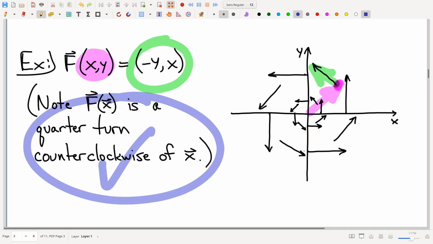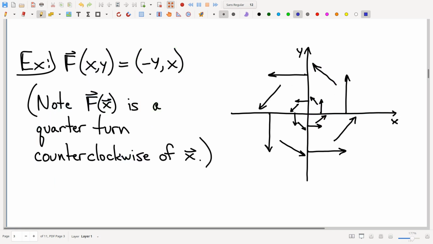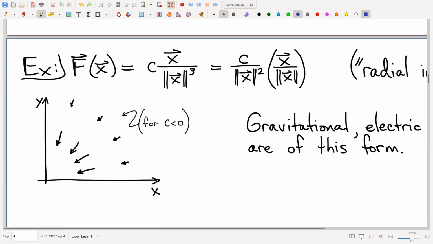Okay, so vector fields, it's a different kind of picture. Takes a little getting used to. This is what we're talking about. Okay. All right, next example.